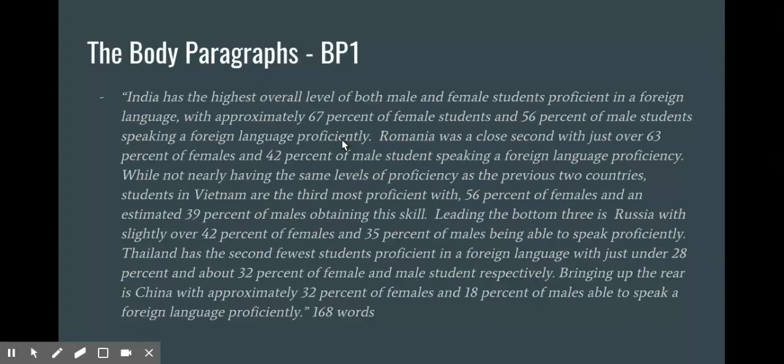Leading the bottom 3 is Russia, with slightly over 42% of females and 35% of males being able to speak proficiently. Thailand has the second fewest students proficient in a foreign language, with just under 28% and about 32% of female and male students, respectively. Bringing up the rear is China, with approximately 32% of females and 18% of males able to speak a foreign language proficiently.